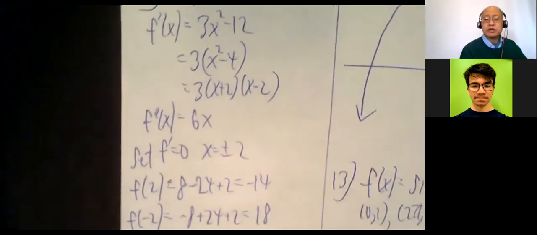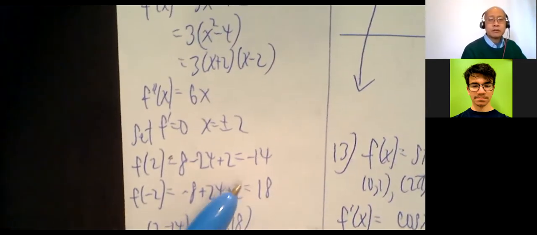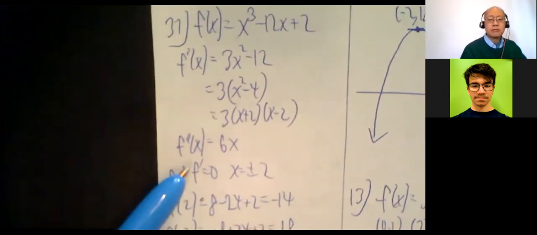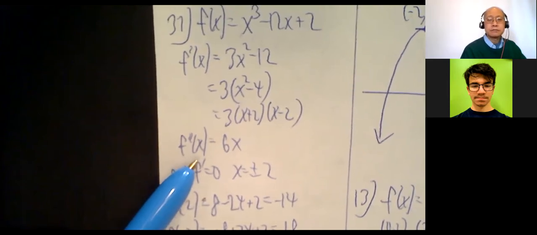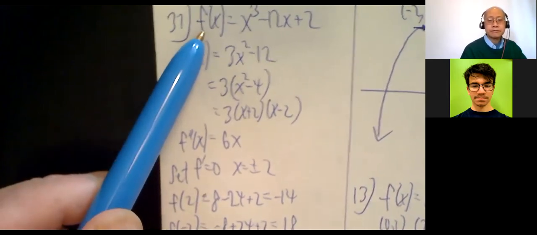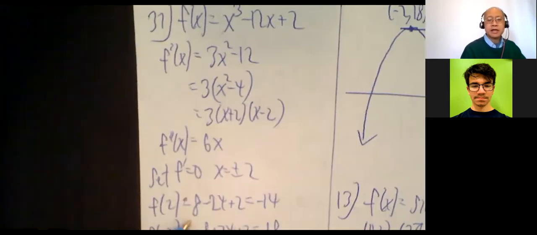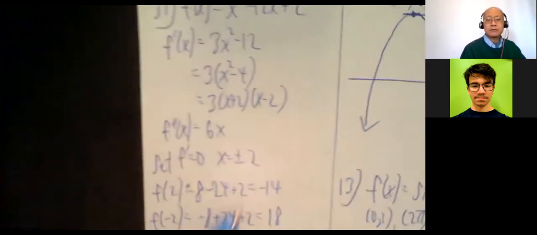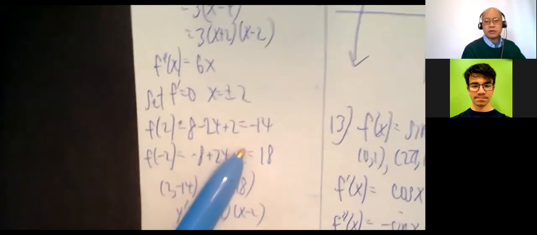I'm going to plot these points, so that means I need the y coordinate. So how do you find the y coordinate? Plug into which of the 3 functions: original, f prime, or f double prime? Which one is normally y? Y is the original. So put 2 back here. 2 cubed is 8. Minus 12 times 2 is 24, plus 2. Okay, and that works out to be negative 14.